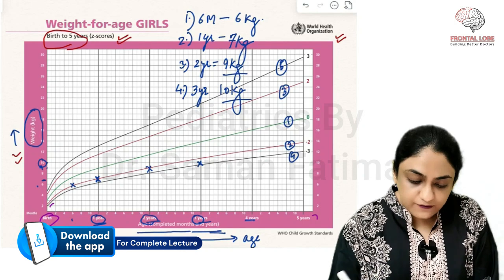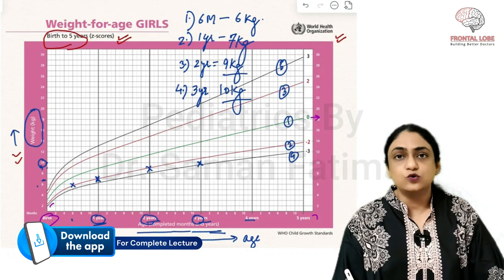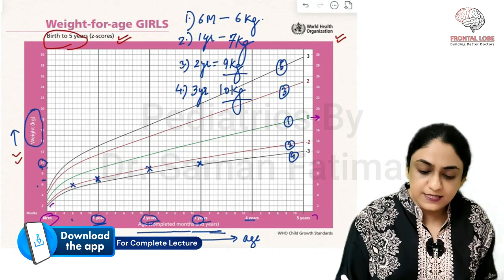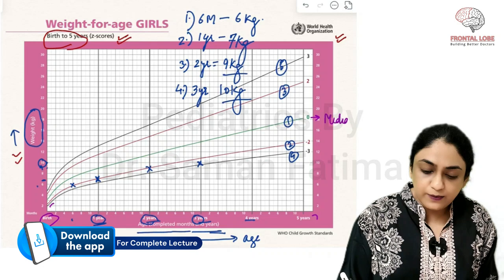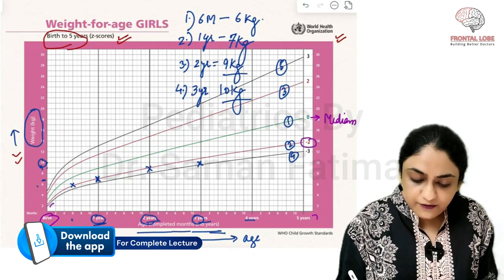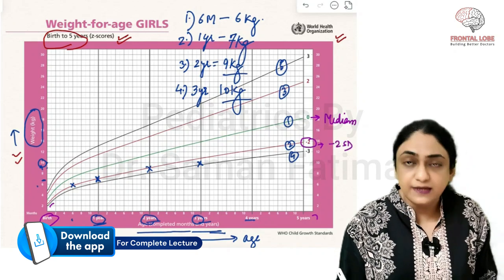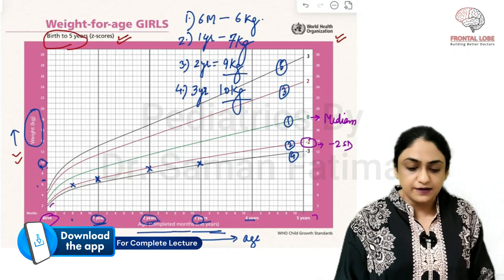Now the green line depicts 0 Z score. 0 Z score means the median. What does the lower red one depict? The lower red one is -2 standard deviation.